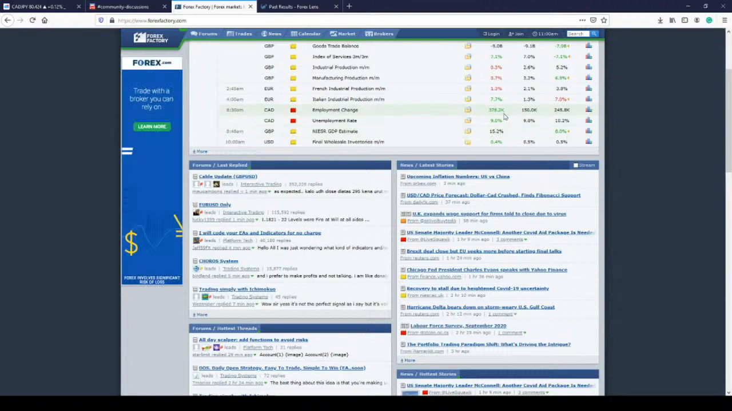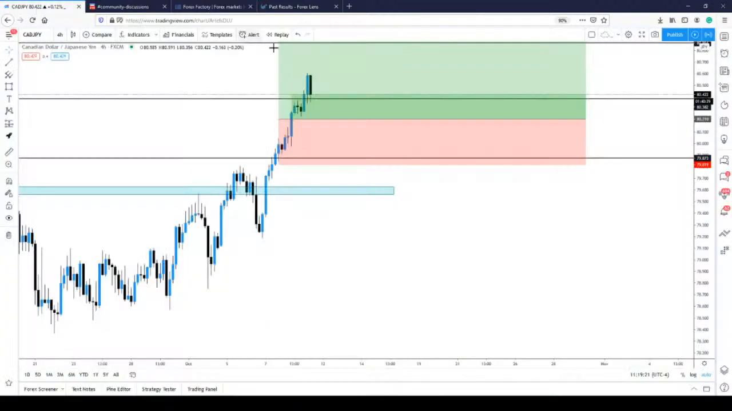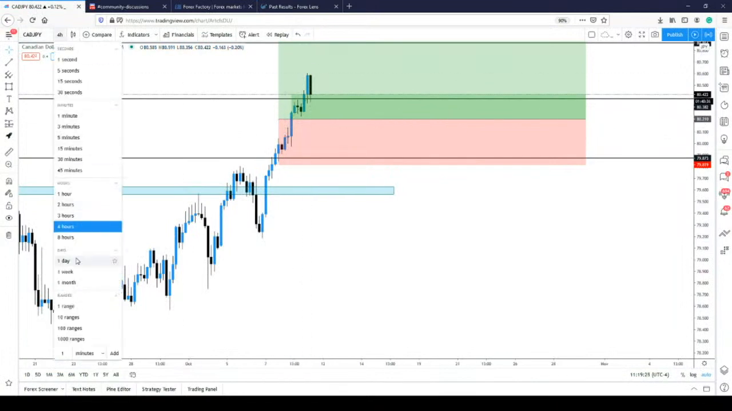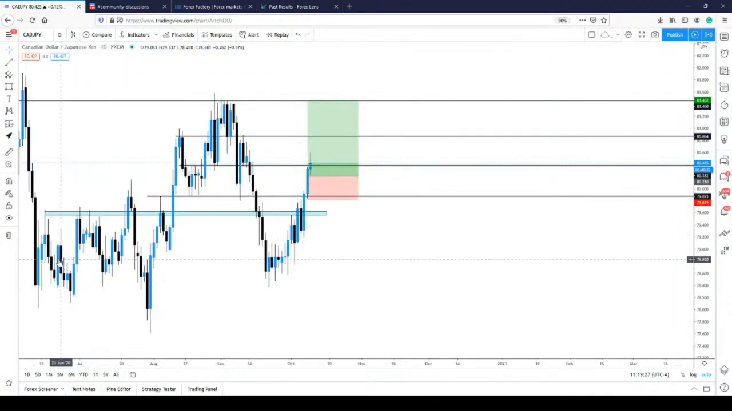But this morning the CAD data came out very nice. Unemployment dropped from a forecast of 9.8 to 9.0. That is really good. That's a significant drop, and so obviously the Canadian loonie has jumped up quite a bit. So next week this is also a potential setup we can take, because on the daily it looks fairly bullish to me. So this is a trade idea I'll be looking to take.